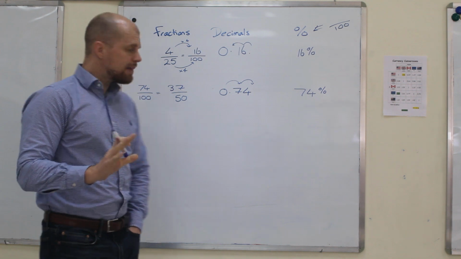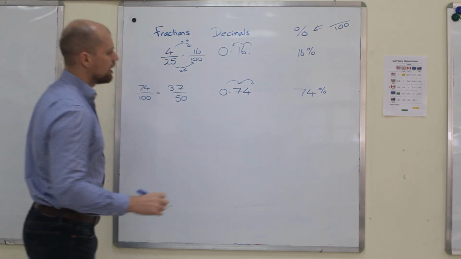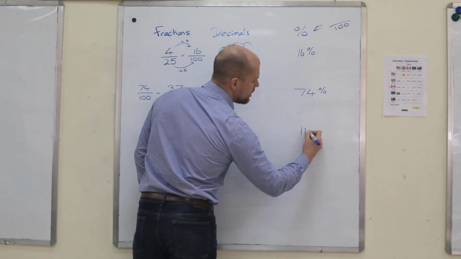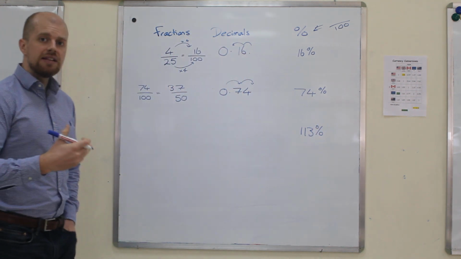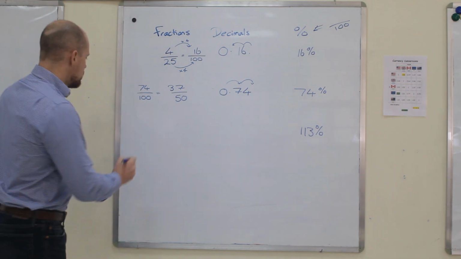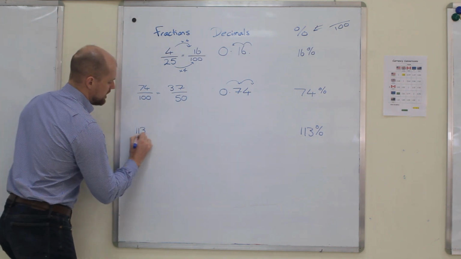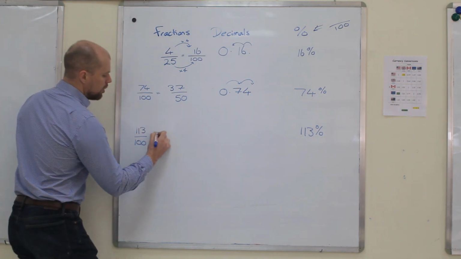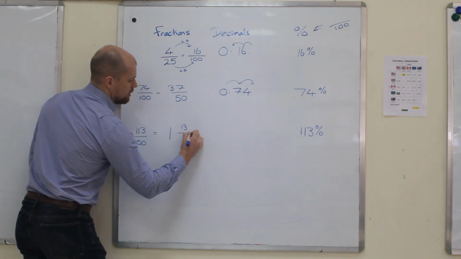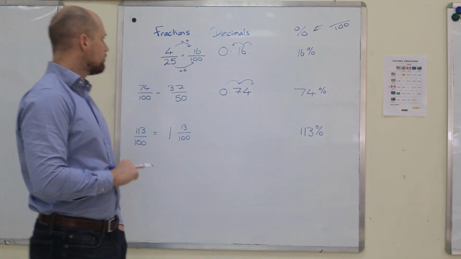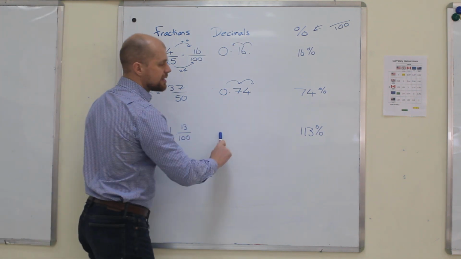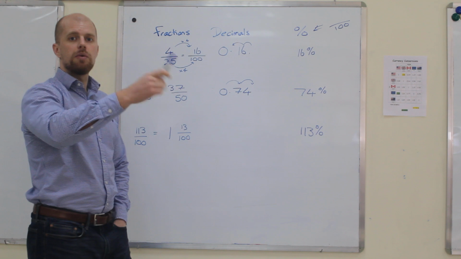Let's take a slightly more complicated one. Let's take 113%. Now all that means is we have a top-heavy fraction. We have 113 out of 100. Or if we convert it, 1 13/100ths. To go from the percentage to the decimal, just divide by 100 again.